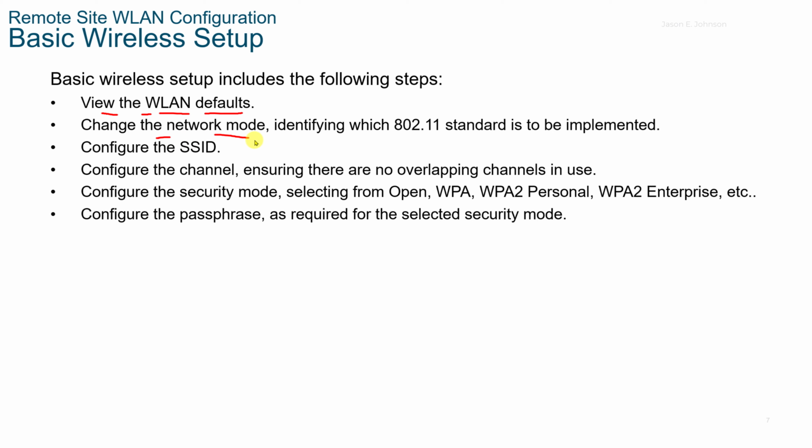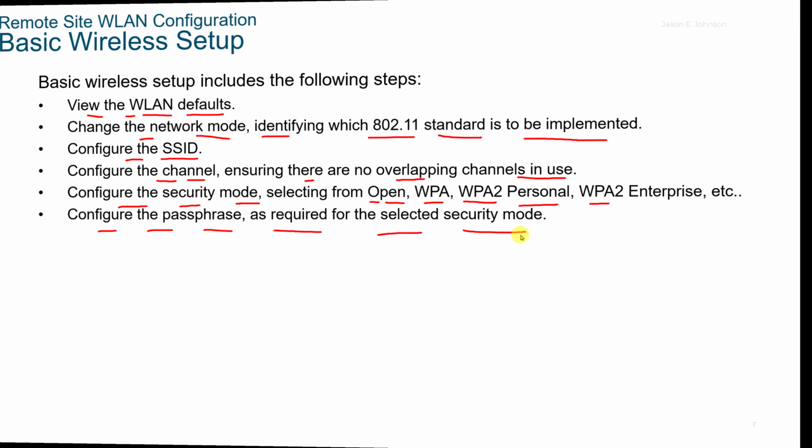You can change the network mode, identify which 802.11 standard is going to be implemented, then configure or change the SSID, configure the channel, ensure that there's no overlapping channels in use already so that you're not going to get any type of interference, configure the security mode, selecting from Open, WPA, WPA2 Personal, WPA2 Enterprise, and then configure the passphrase as required for the selected security mode.